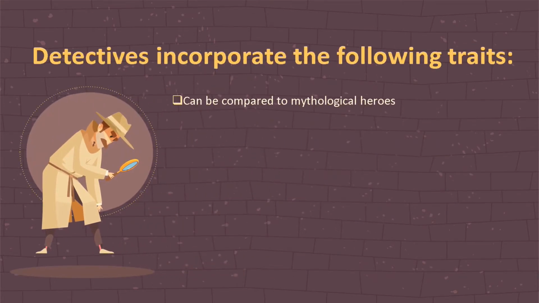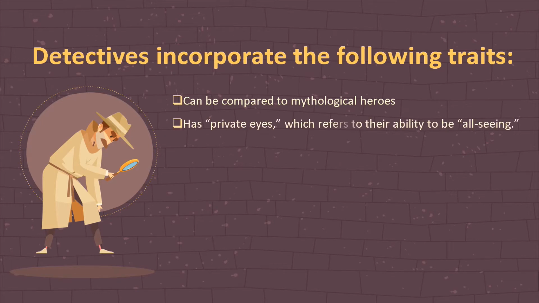They can be compared to mythological heroes like Odysseus because they face challenges, temptations, danger, and usually have loyalty to a higher power and usually truth. They are known as private eyes, which refers to their ability to be all seeing. They are usually well educated and sophisticated, sometimes wealthy too.